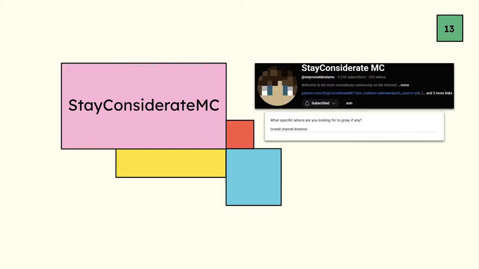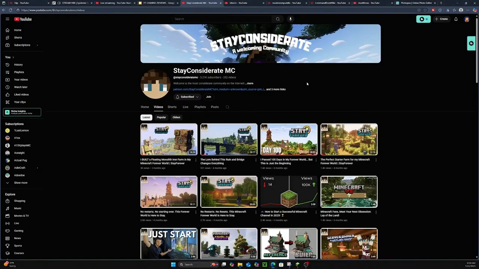And the first of the 5 channels that we will be reviewing today is Stay Considerate MC, who has 3.21k subscribers, 232 videos, and as you can see, we have welcome to the most considerate community on the internet. Now, the advice that they're looking for today is just an overall channel direction. And so we can take a look at their YouTube channel.